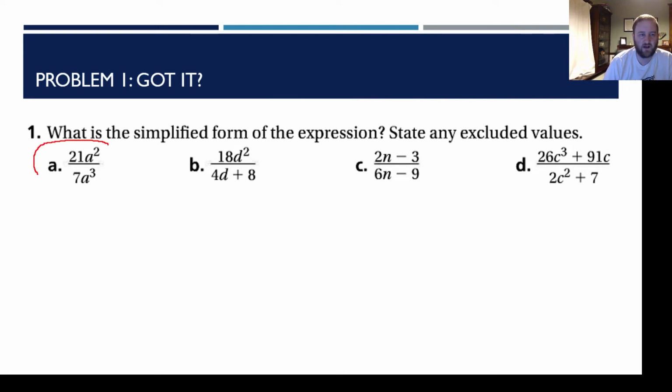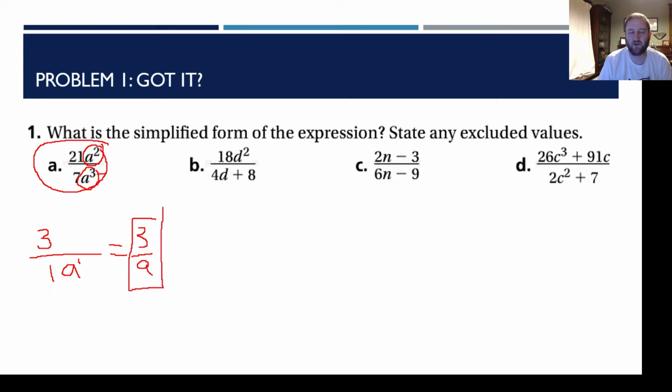Let's go over A here. 21a squared over 7a to the third. First you want to look at the numbers, 21 and 7. 21 over 7 reduces to 3 over 1. And then a squared over a to the third. Well, the 3 is bigger than the 2, so our a to the first is going to be on the bottom. You don't have to write 1a to the first, because if you have a coefficient of 1, you don't have to list it. So this is going to be 3 over a, and a to the first can just be written as a. So 3 over a should be your answer there.